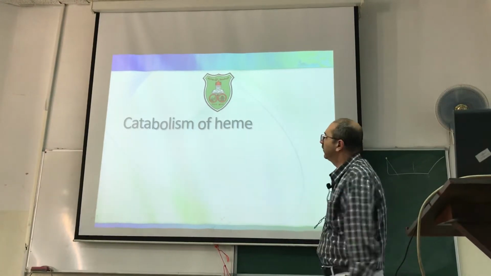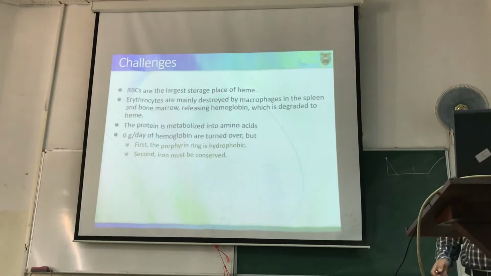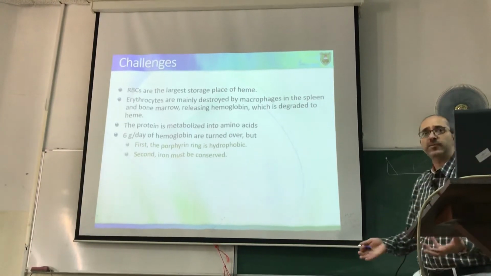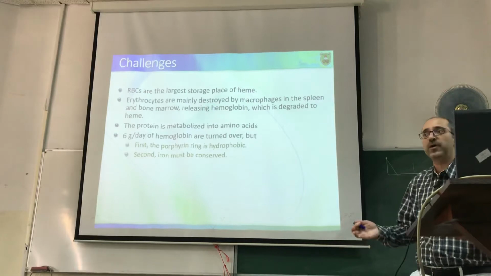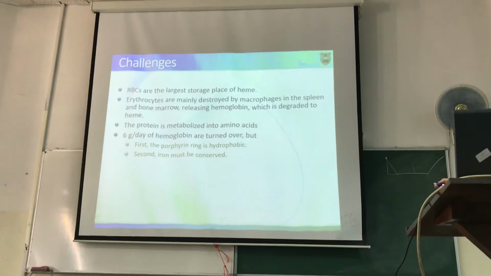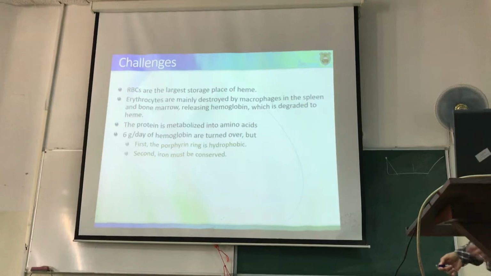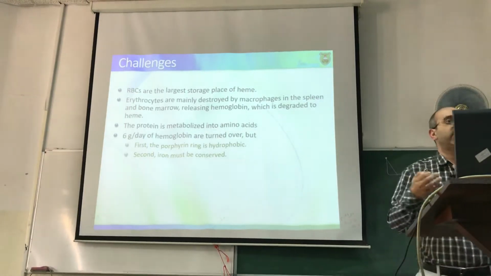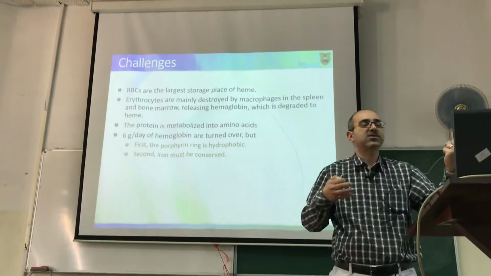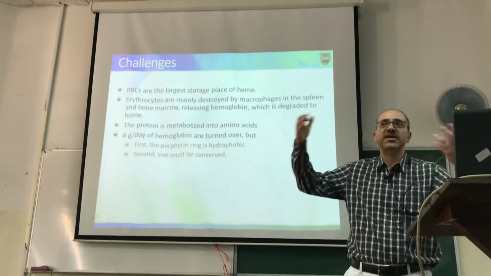So let's go over now the catabolism of heme, because that's important as well. Especially if we consider that we have 6 grams per day of hemoglobin turned over. This is a huge amount. 6 grams of hemoglobin are turned over, degraded. Now, RBCs are the largest storage place of heme. Erythrocytes are mainly destroyed by the reticuloendothelial system in spleen and in the bone marrow, releasing hemoglobin. Hemoglobin, then you would have the release of heme from the globin protein. The globin protein is degraded into amino acids, recycling, and so on.